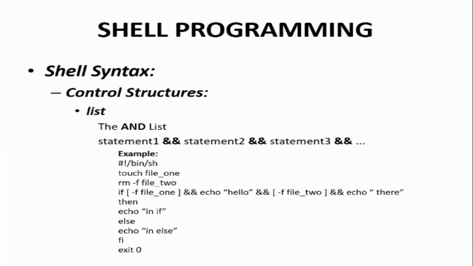In this script, we have used the touch command to check whether the file exists or not. If the file does not exist, it will create the file, and then remove file_2. Then the AND list tests for the existence of the files and echoes some text in between.